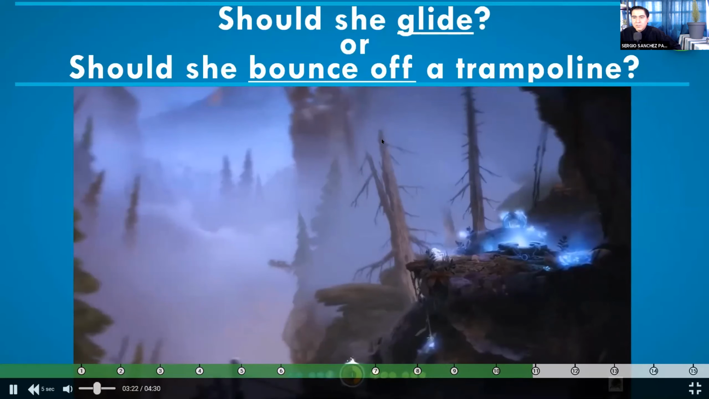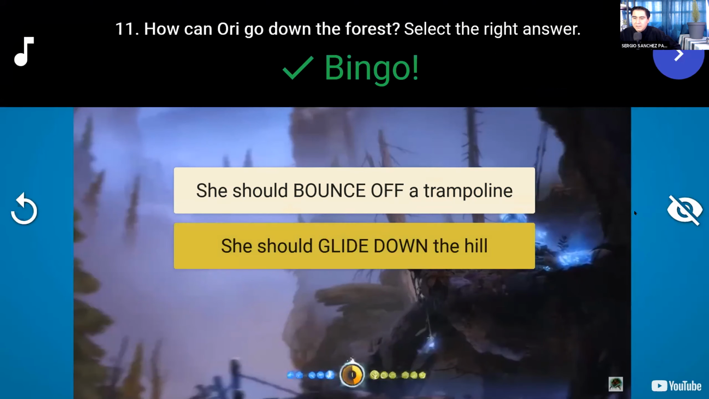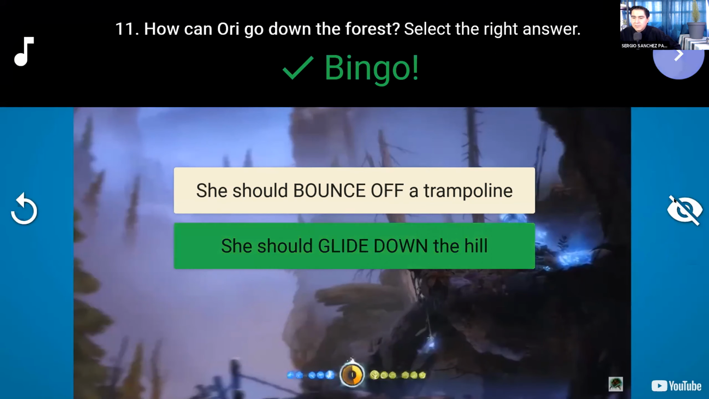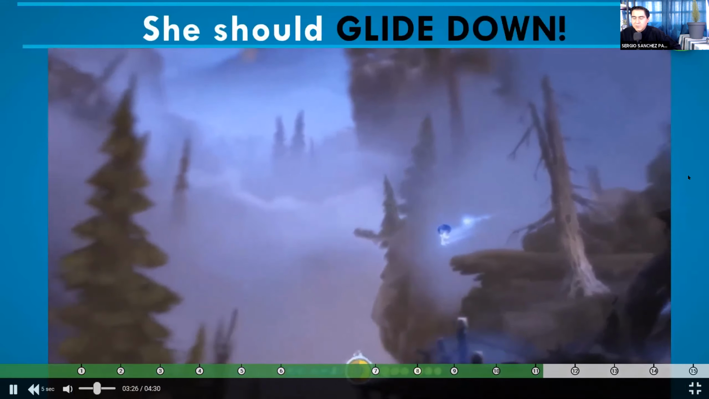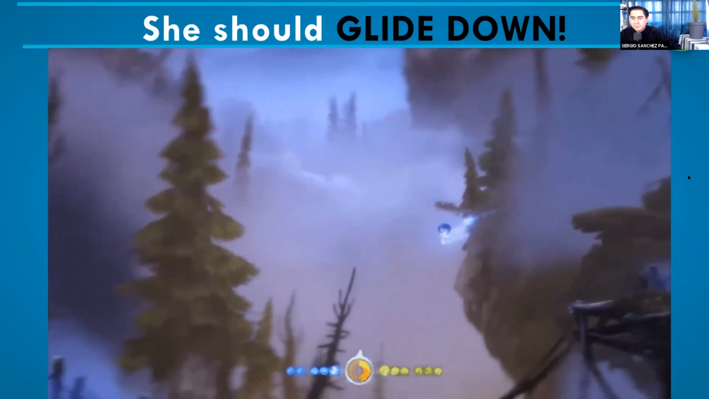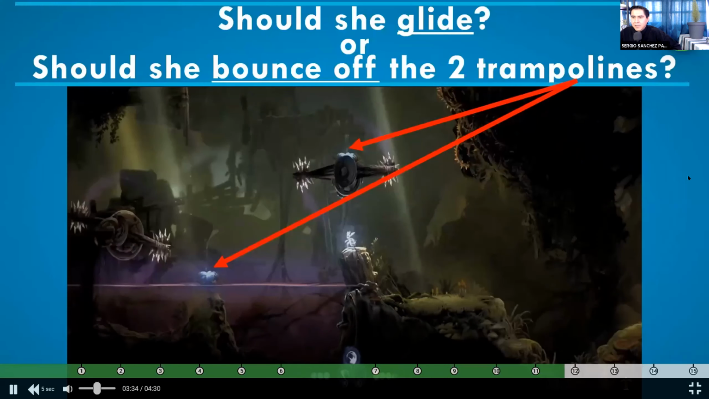Should she glide or should she bounce off a trampoline? And of course, she should glide down the hill, and that's what we will be able to see now. So she's gliding down. It's 5 minutes to go, please. Yeah, thank you. Next, how can I get from one point to the other?